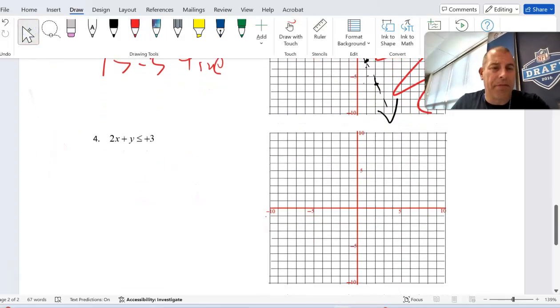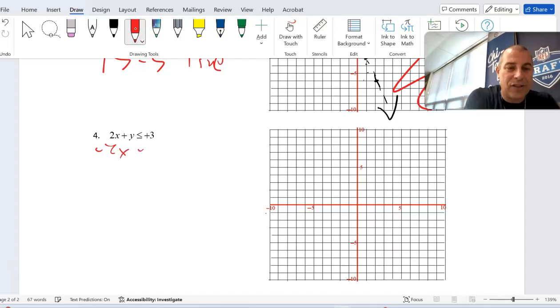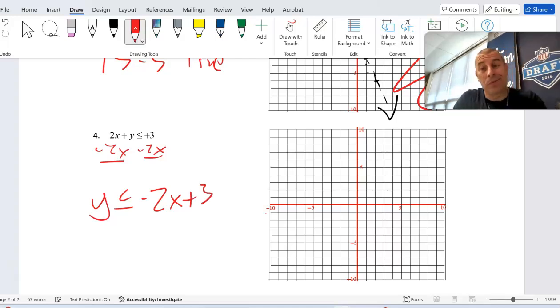Let's go down to problem number 4. So we're going to need it to be in slope-intercept form. So let's subtract that 2x over. So I've got y less than or equal to negative 2x plus 3. Okay, let's graph. Go up 3, 1, 2, 3. I got a slope of negative 2 over 1. Down 2 to the right 1, down 2 to the right 1. It is an or equal to symbol, so this is going to be a solid line.